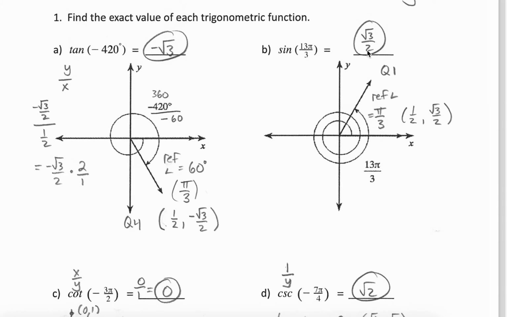And again, you can check it on your calculator. Although this time, you make sure that your calculator is in radian mode. And then you could ask it what sine of 13 pi divided by 3 is. And it will give you a decimal value that should be equivalent to what your calculator tells you the square root of 3 divided by 2 is in decimal form.